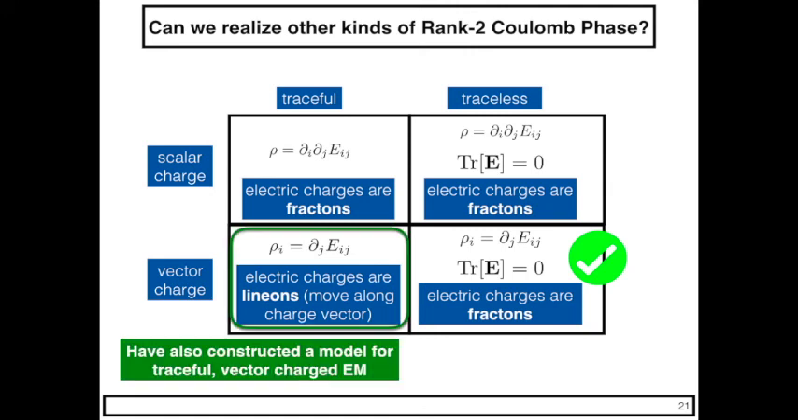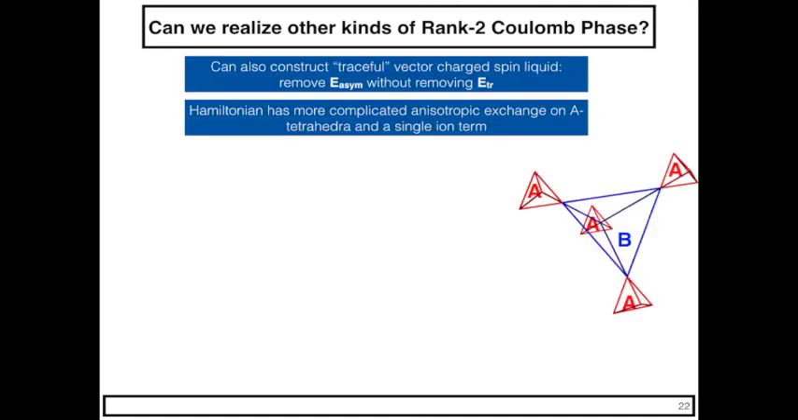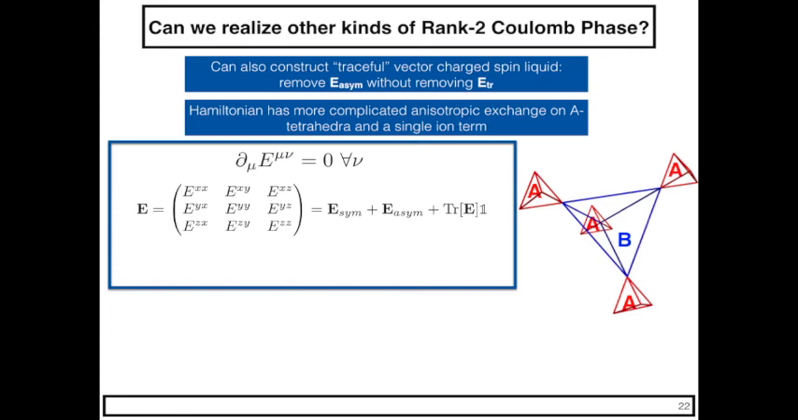We've managed to construct a model realising the traceful vector-charged rank-2 Coulomb phase, for which the electric charges would be lineons instead of fractons, again starting by perturbing a Heisenberg model. The construction for the model for this phase is very similar to what I already showed you, but this time we simply leave out the term that would force the trace of E to be 0.